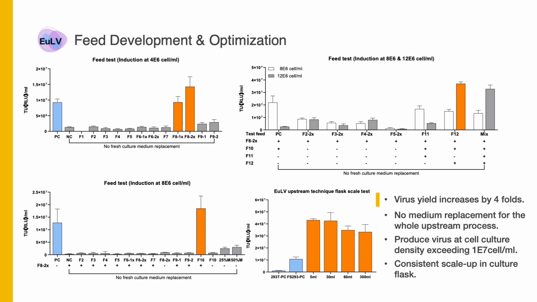And this slide shows some data from our feed optimization study. In this study, we have achieved 2 goals. First is a fed-batch process without medium exchange. And second is a suspension culture in high cell density, which is over 10 million cells per mil. With this feed, the virus titer was increased by 4 times. Medium exchange is not required, and this fed-batch process was stable when tested from 5 ml to 300 ml in the shaking flask.